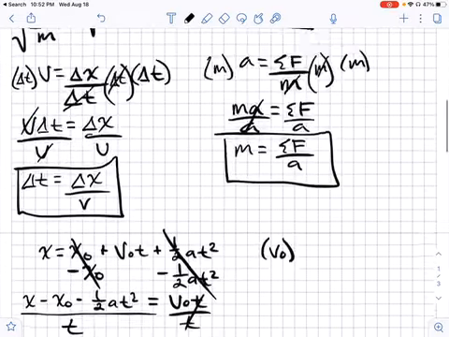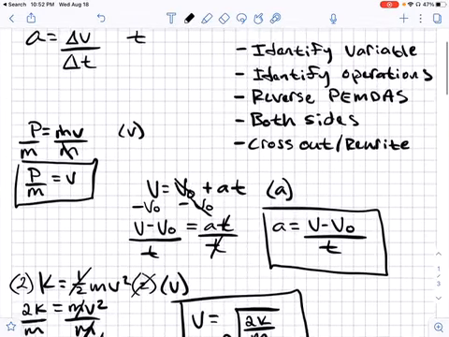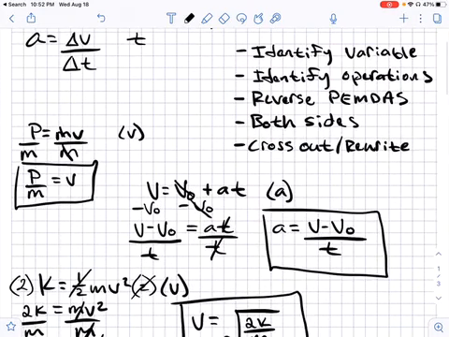So keep in mind whenever we're solving these equations and manipulating them, these are the important steps to follow. Identify your variable, identify the operations. Remember, we go in that reverse PEMDAS order. What you do to one side, you have to do to the other. And as you're working through it, cross out everything that gets canceled and rewrite in between those steps.